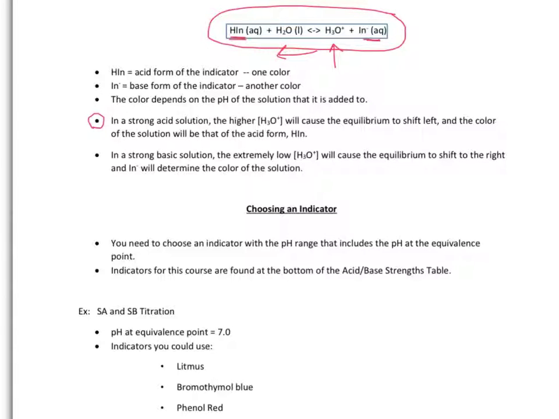Conversely, if we take an indicator and we place it in a basic solution, it means that the equilibrium concentration of hydronium will decrease. Therefore, according to Le Chatelier's principle, the equilibrium will shift to oppose this change, and therefore it will shift right. At this time, the indicator will have the color of that of its conjugate base.